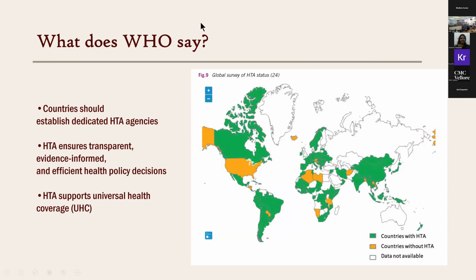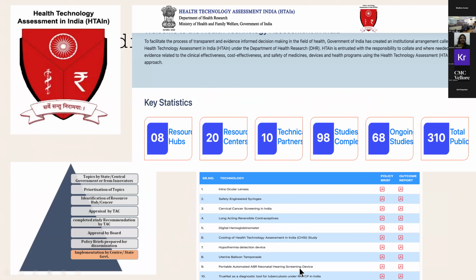But WHO says that all countries should establish a dedicated HTA agency, because it ensures transparent, evidence-informed, and effective health policy decision. And HTA is actually part of the universal health coverage. They think it's an important goal that they have set. People should develop HTA agencies. And actually, India is one of the countries that does have a HTA. This is our HTA website, actually. This is our logo. And so far, we have 8 resource hubs, 20 resource centers. Unfortunately, CMC is not one of them, but most of the other large institutes are.